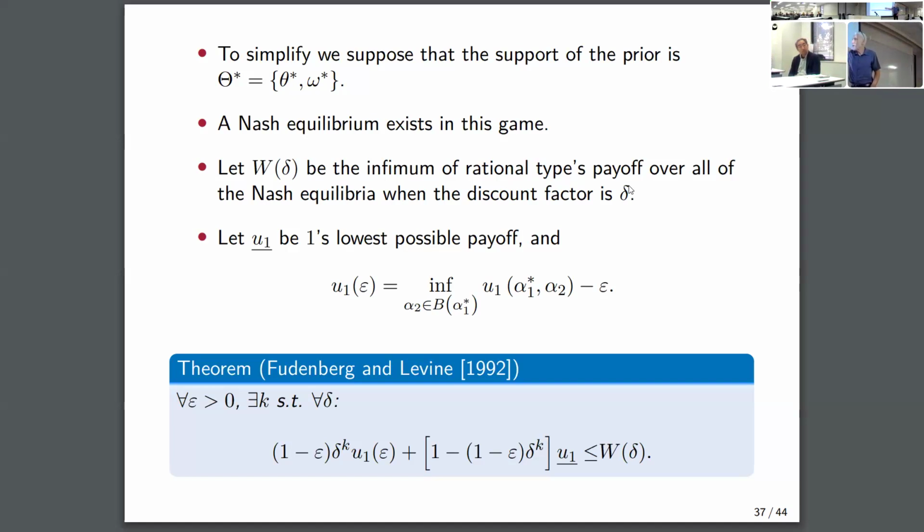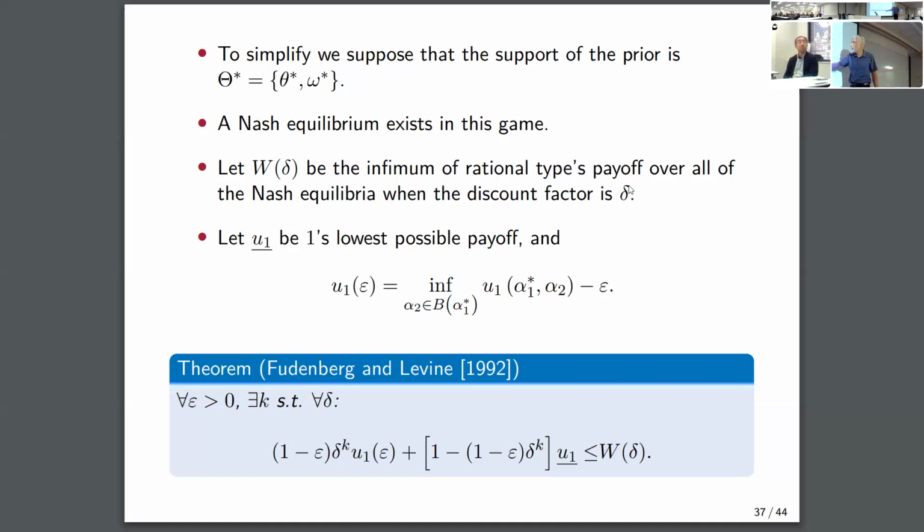Let U1 of epsilon be the infimum over all the alpha twos that are best responses to the Stackelberg action. So this is your payoff if the player twos, who could have multiple best responses, pick the one you like least. And just for good luck, subtract off an extra epsilon.